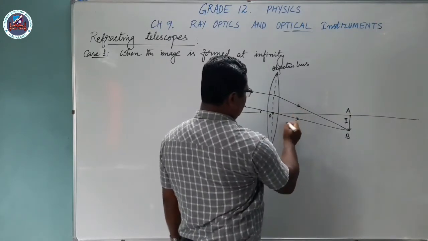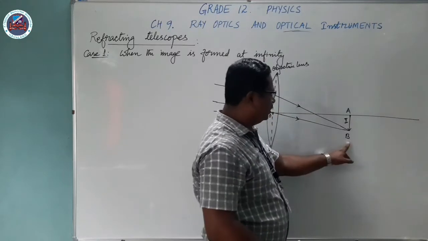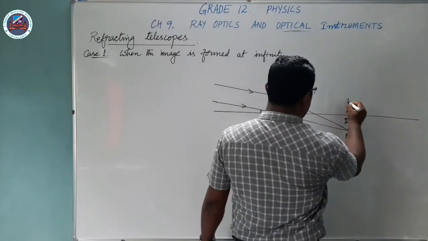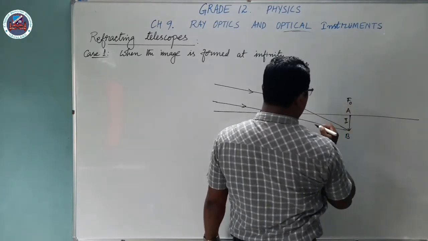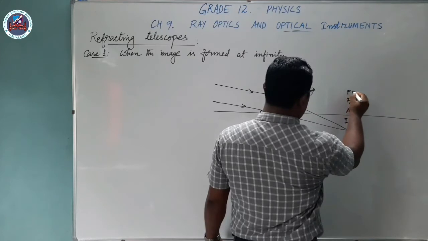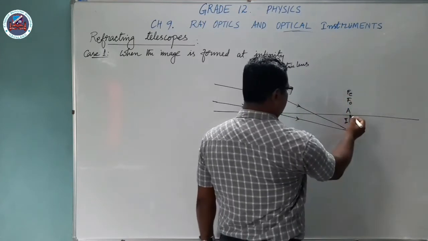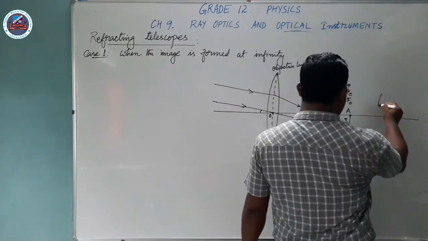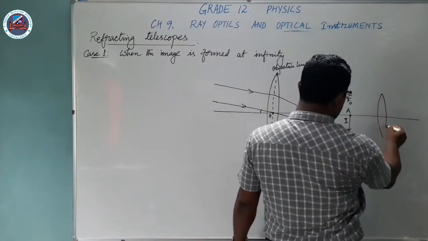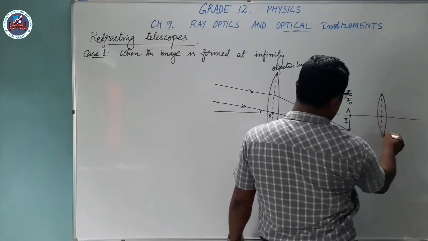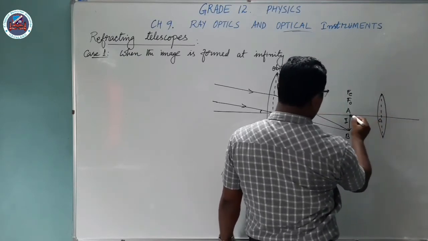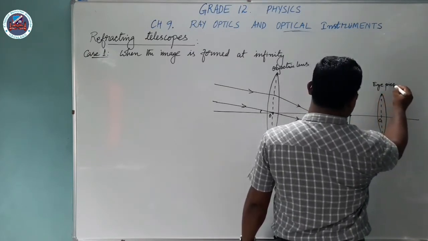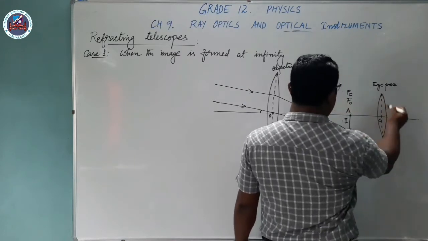Now, the image which is produced by the objective lens is at the point where the principal focus of the objective lens as well as the principal focus of the eyepiece lens are coinciding. Now, if you take a small eyepiece lens, the focal length of the eyepiece lens you can see from O to FE. This lens is your eyepiece lens.